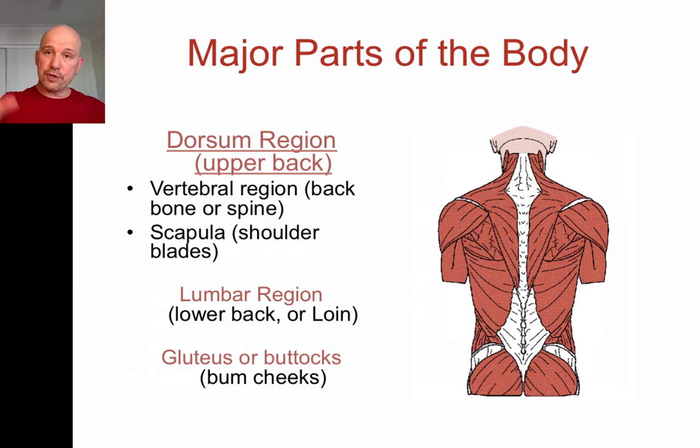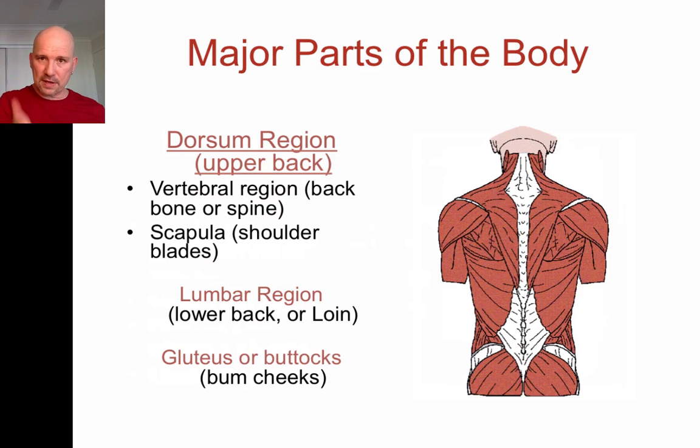So the dorsum region is the upper back. The vertebral region is the backbone of the spine, so the vertebrae that run down the middle is the vertebral region. The scapula are those big wings, the shoulder blades that you can feel at the back, so we use those as landmarks. They're pretty useful.